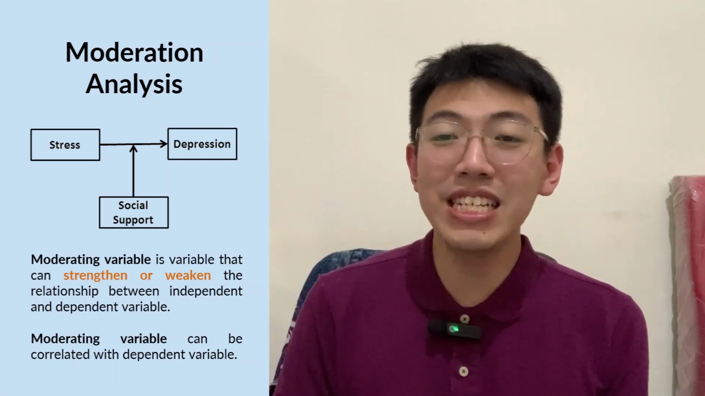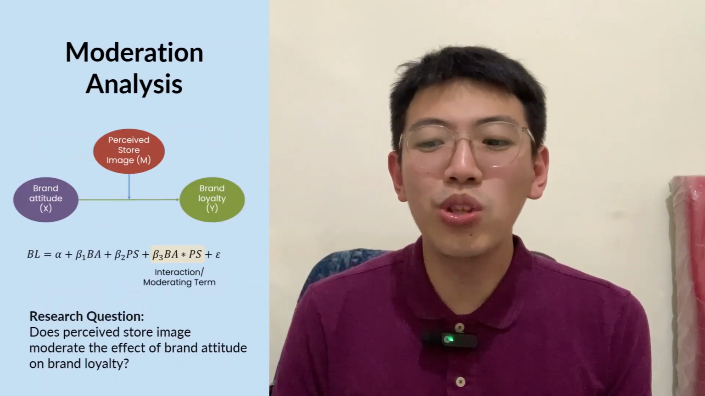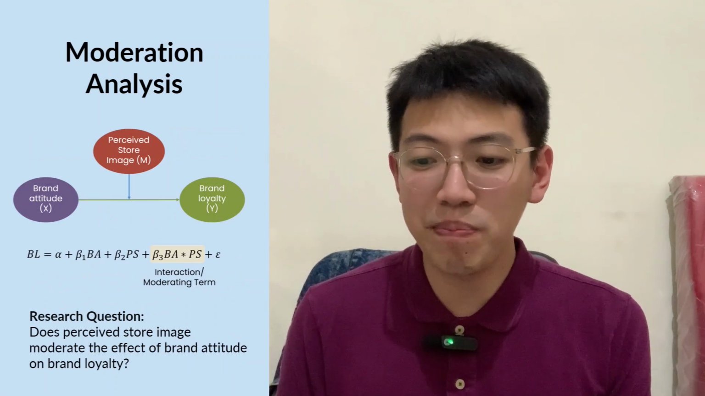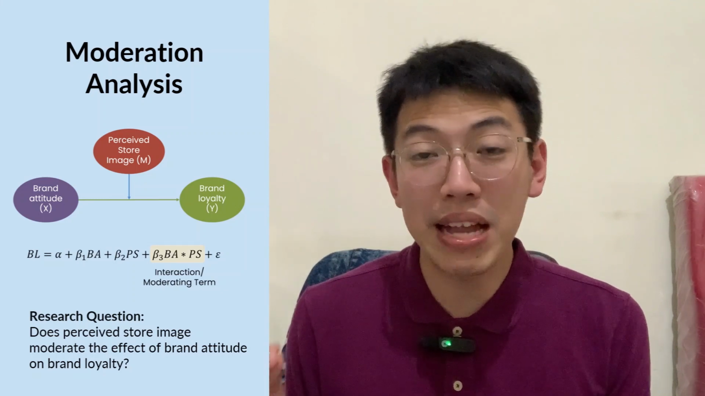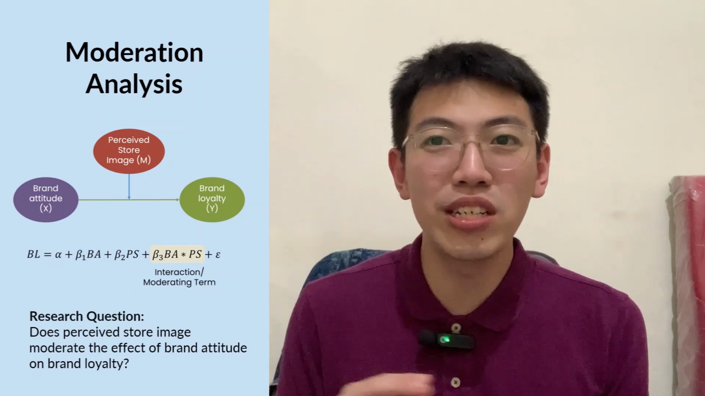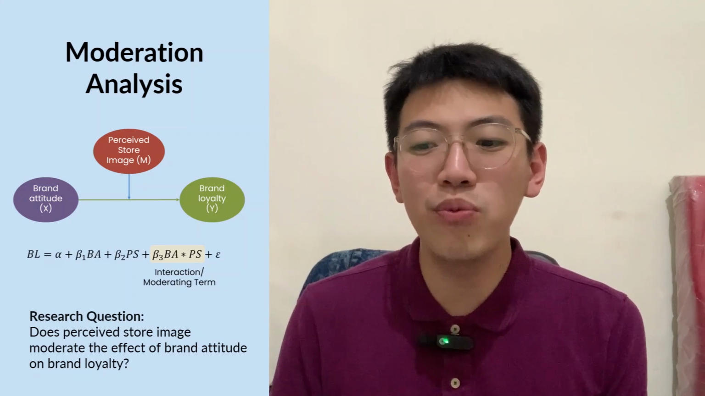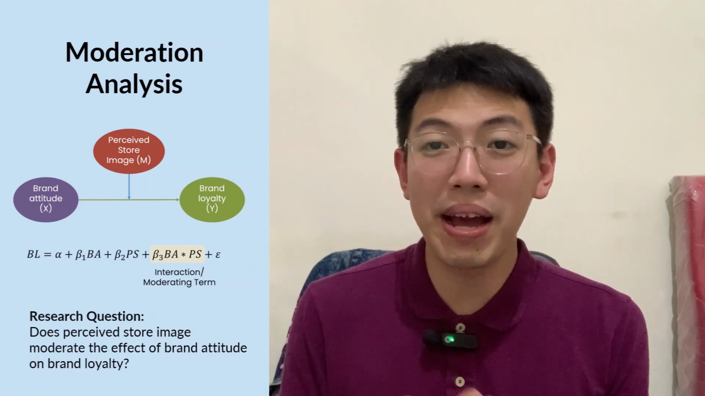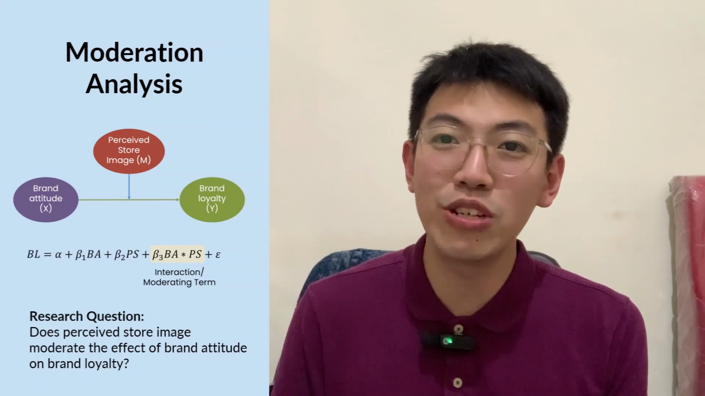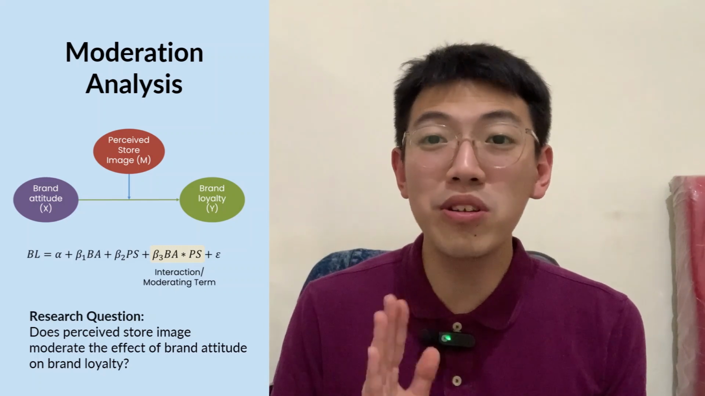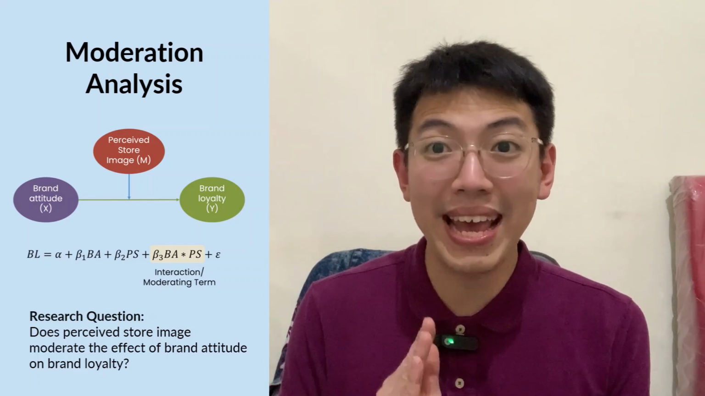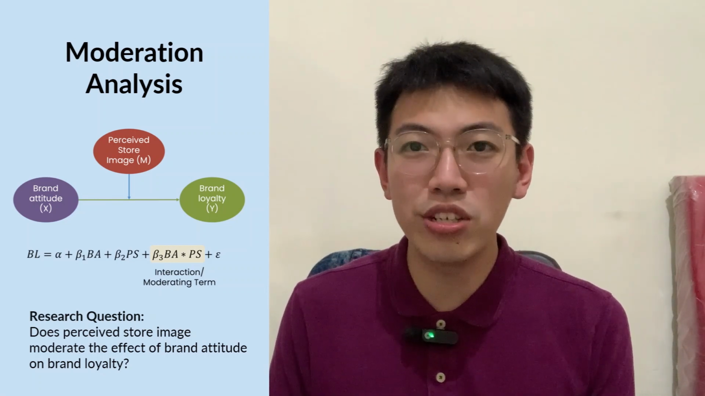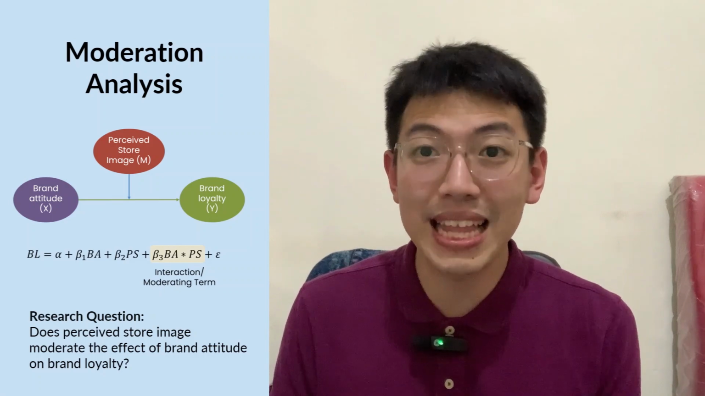Now, I have this research model. Brand attitude toward brand loyalty. Brand attitude is the independent variable, brand loyalty is the dependent variable. Between this relationship, there is one moderating variable, which is perceived store image. The independent variable is denoted by X, dependent variable is denoted by Y, and also moderating variable is denoted by M. Now the question is that how to create the regression equation for moderation analysis.